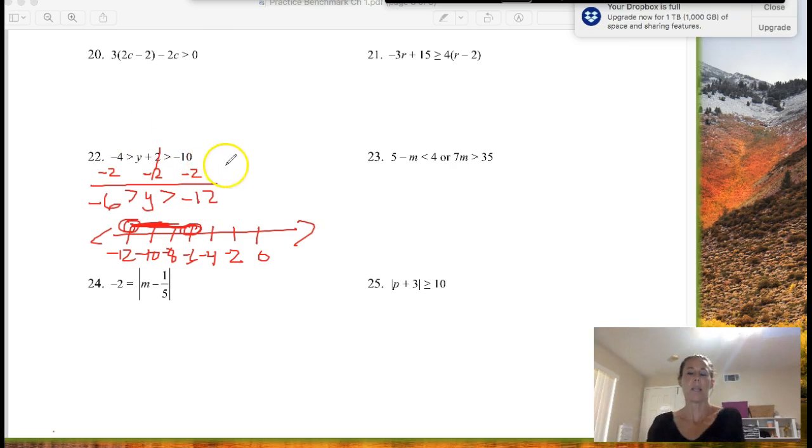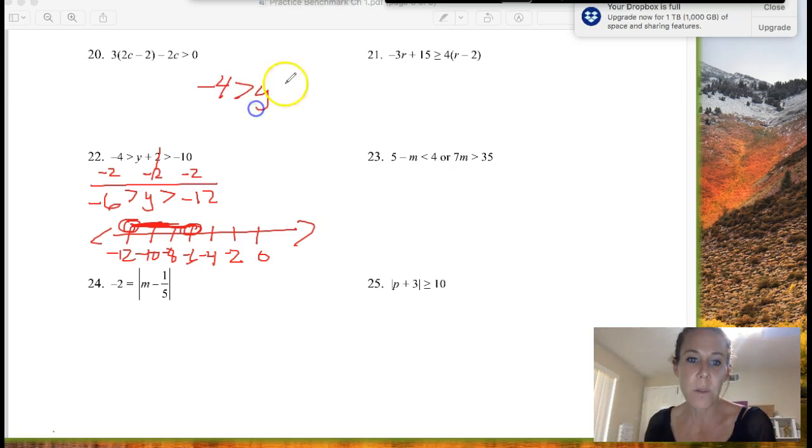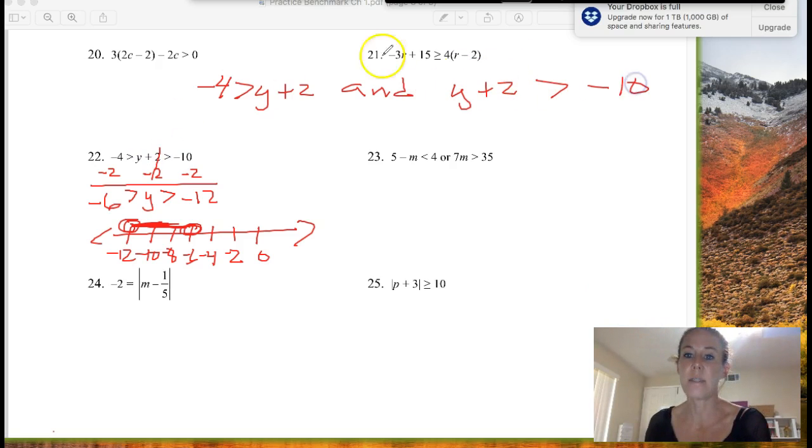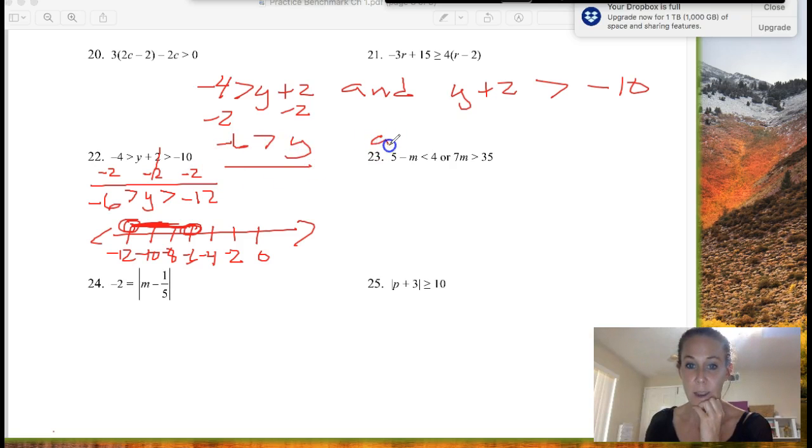Okay, an and. Now the other way to solve this is to separate this into two inequalities. You would go -4 is greater than y plus 2 and y plus 2 is greater than -10, and solve these separately. Okay, so subtract 2 from both sides and you would get -6 is greater than y, which is this part, and subtract 2 from both sides and you would get y is greater than -12, which is this part.